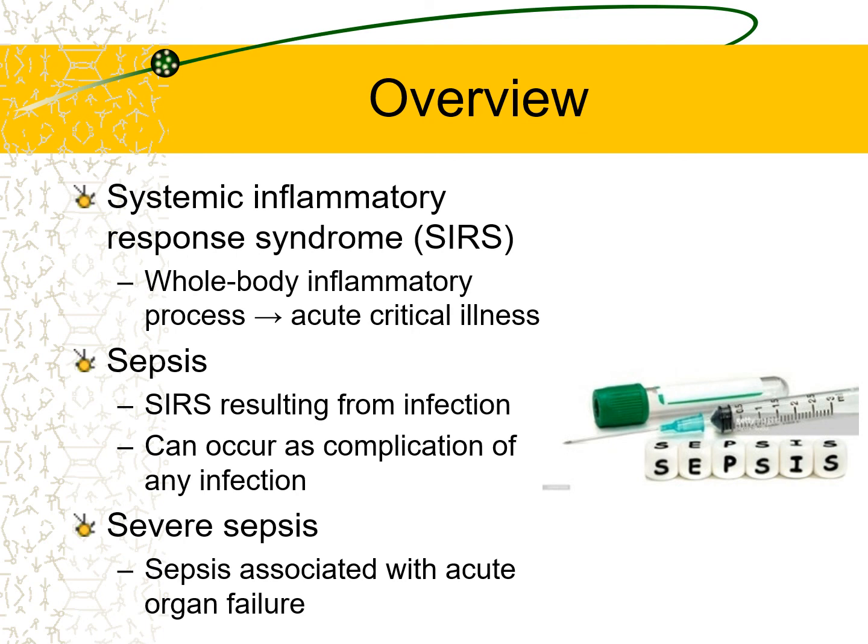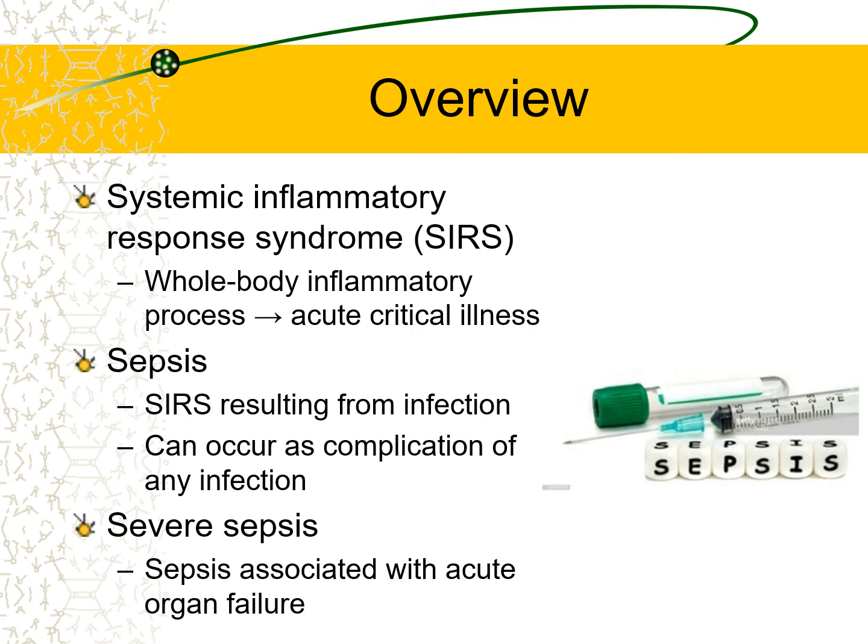Now, we will then say that the patient is in sepsis or has sepsis when SIRS is present, but now it results from an infection. In fact, we know what organism is causing this response. Okay, so if we can now identify the organism that's causing the SIRS, then we can say that the patient has sepsis. And it can occur as a complication of any infection.